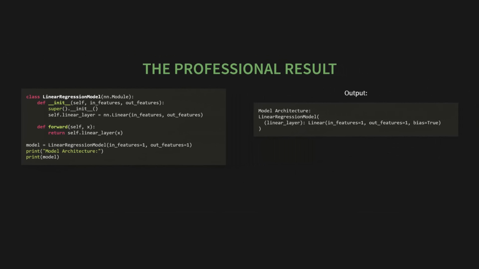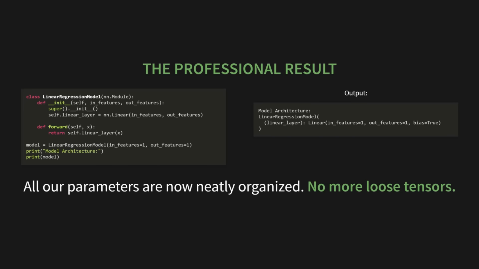And here's the professional result. When we print the model, look at this beautiful output. It prints the model architecture. LinearRegressionModel, containing a linear_layer, which is a Linear layer with in_features equals 1, out_features equals 1, and bias equals True. All our parameters are now neatly organized. No more loose tensors. Whew.